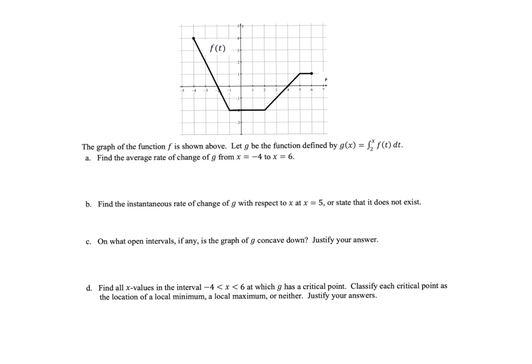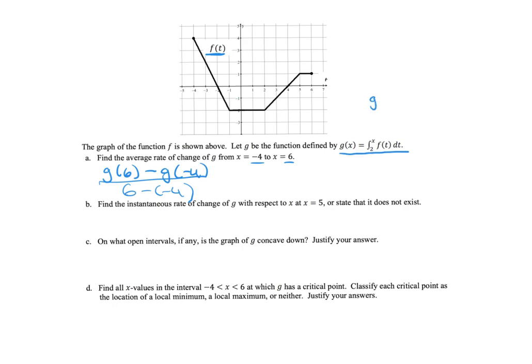Okay, so here I'm going to help you set up the problems and then have you guys finish them. Here we have this f of t, and then we have this accumulation function g of x. So find the average rate of change of g. Let's just think about how you always do average rate of change. So it's from -4 to 6. So let's say g of 6 minus g of -4 over 6 minus -4. So how do you do g of 6?